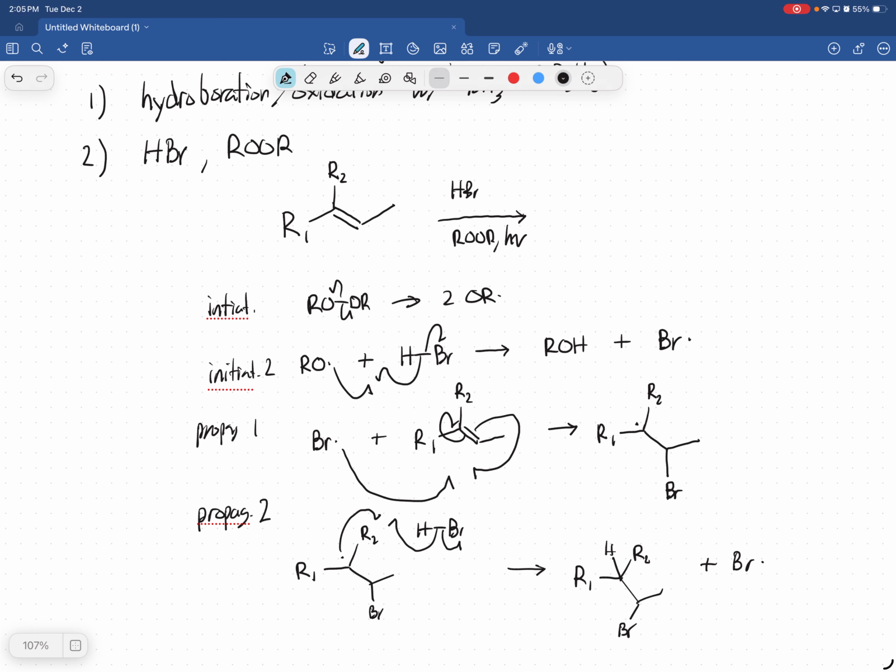Okay, so that's anti-Markovnikov. Are there any other ones? I think that's it. Those are only two techniques to generate the opposite regional selectivity. All right, so our final product, R1, R2, H.